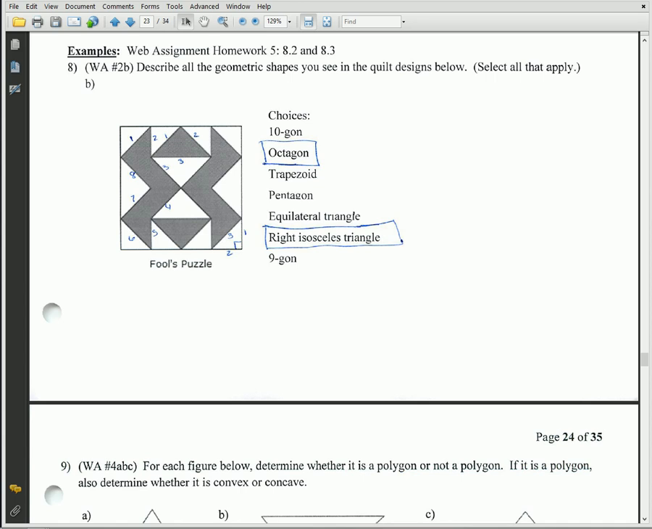Okay, number 8 for the chapter, number 1 for this section. Describe all the geometric shapes that you see in the quilt designs below. And we're only doing part B. There's more than one part in this question.